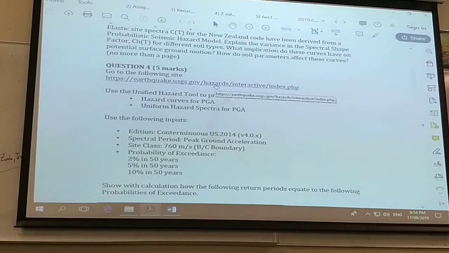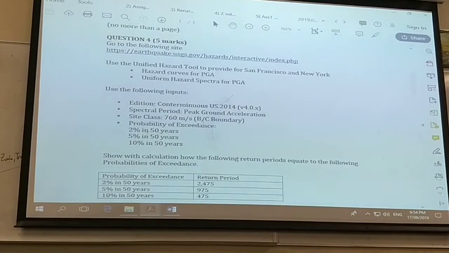Here, just go to the site and play around. On the USGS site, they've got a unified hazard tool. And you just follow the questions here to come up with the answers. That's pretty self-explanatory.